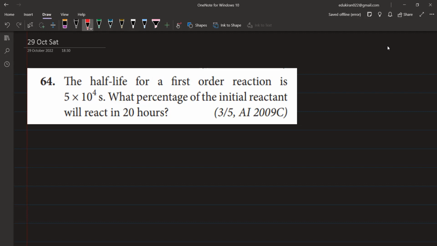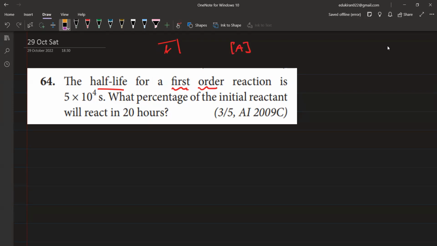Also, listen, first you need to calculate the rate constant K, since the half-life has been given. For a first order reaction, you know the relationship between half-life and the rate constant. Then using this rate constant, you need to apply the integrated rate law equation and calculate what percentage of the initial reactant, the final concentration of A.